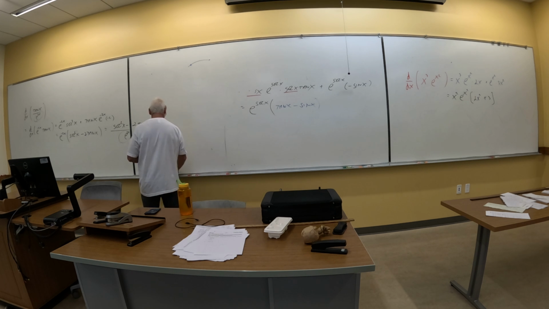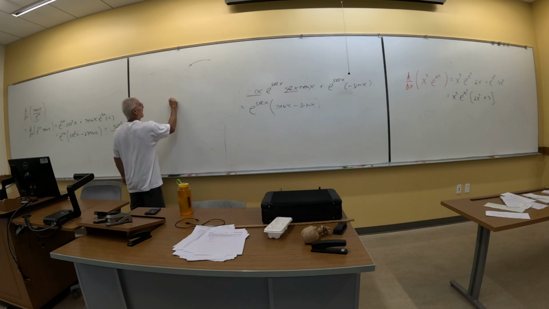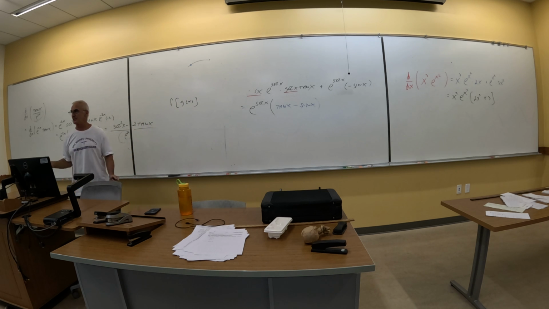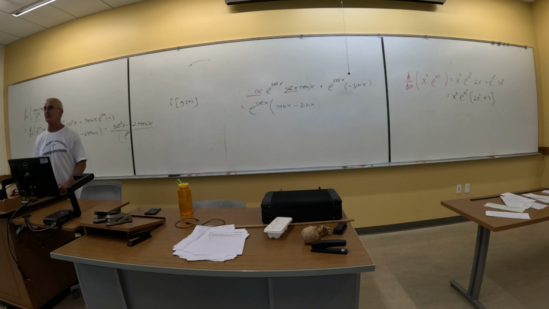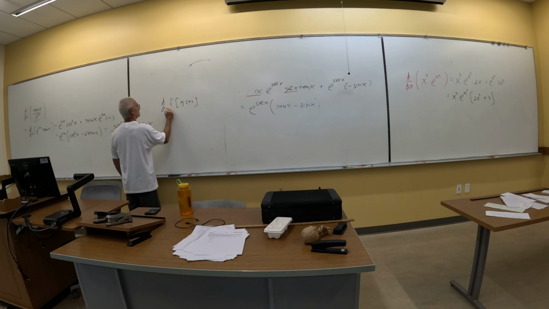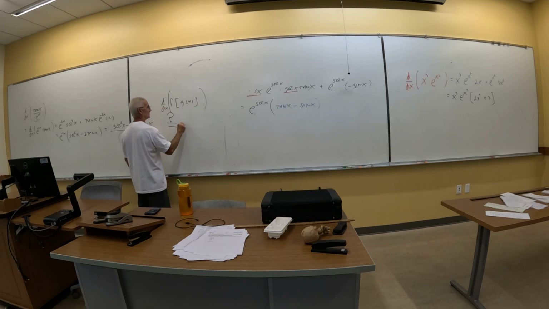Now, this goes back to last week. I have f of g of x. Composition of functions, the most common type of derivative you're ever going to take the rest of your life. You're not always going to do x squared, you might do function squared. You're not always going to do sine x, you might do sine of function. You're not going to do e to the x, you're going to do e to the function. Whatever. I want to differentiate this.